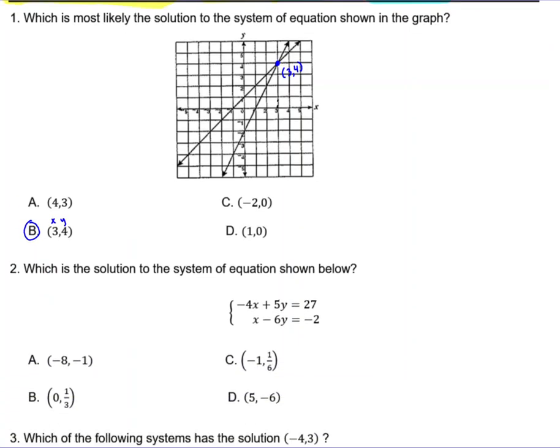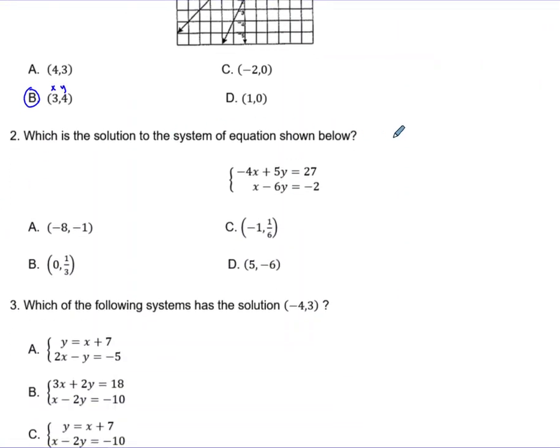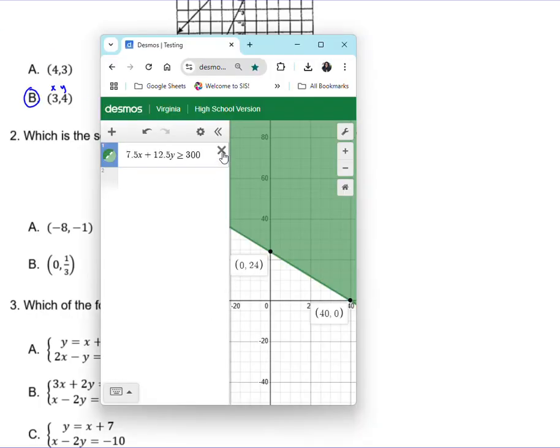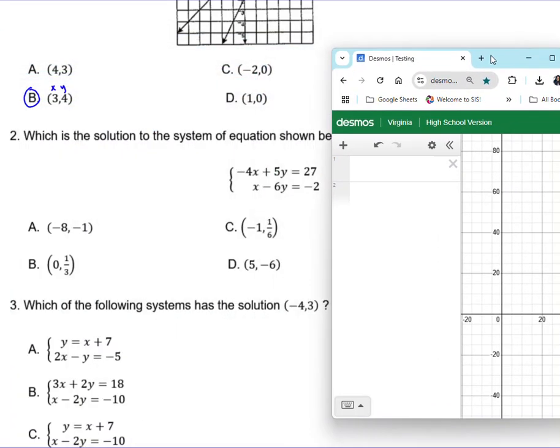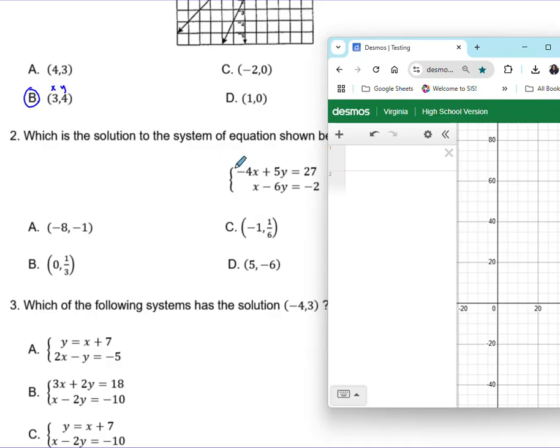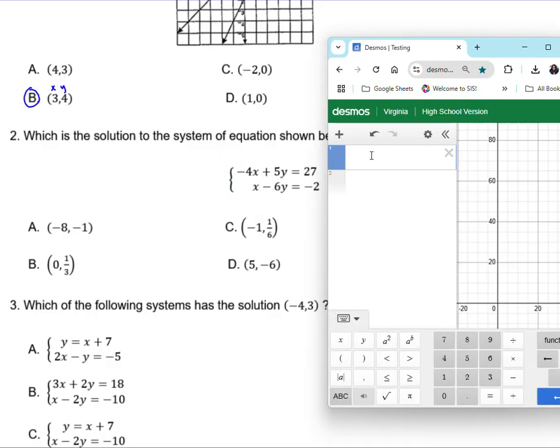All right. It says, what is the solution to the system of equations graphed below? So we have two equations. I don't have a graph, but thankfully I have Desmos. I'm going to go ahead and graph this in Desmos. When we're graphing a system of equations in Desmos, we're not going to use this symbol. This symbol is just to write it in set notation. But in Desmos, we're going to separate the two equations line by line.